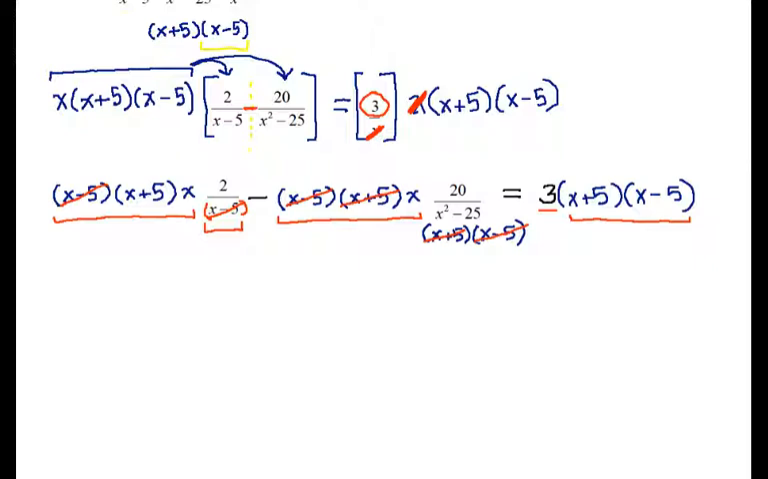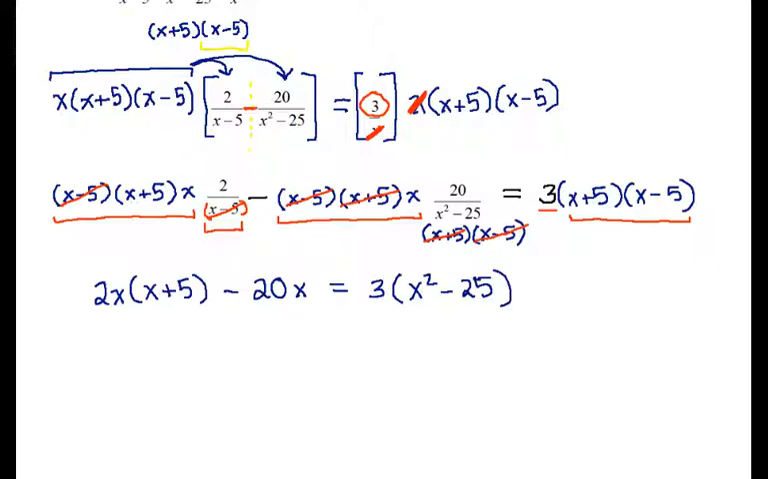So putting all of this together now, we can see that what I have left in the first term is 2x times x plus 5. In the second term, I have just minus 20x. And on the right-hand side, I'll go ahead and multiply out this product of conjugates, x plus 5 times x minus 5, following the difference of squares pattern, is x squared minus 25, just a 2-term result. So that in the next step, I'm ready to distribute into the 2 sets of parentheses that remain.